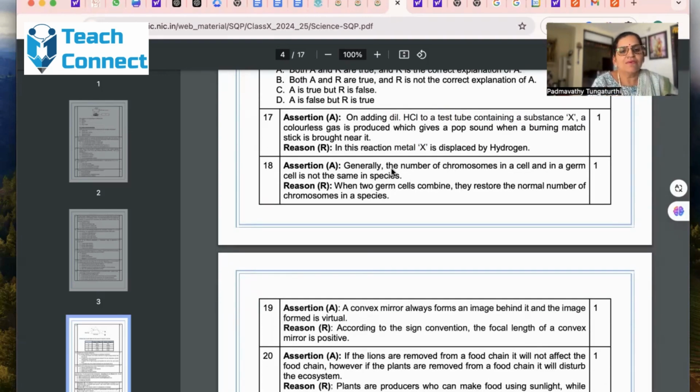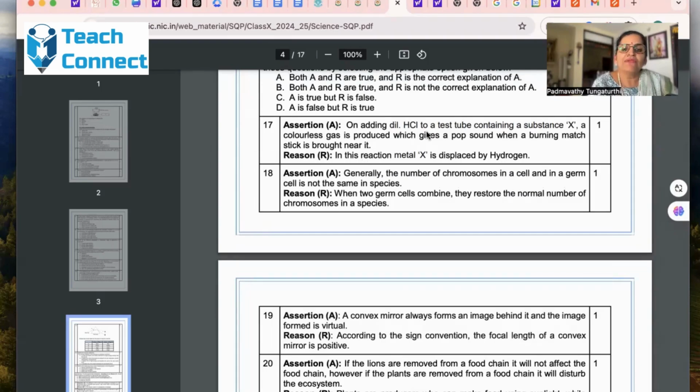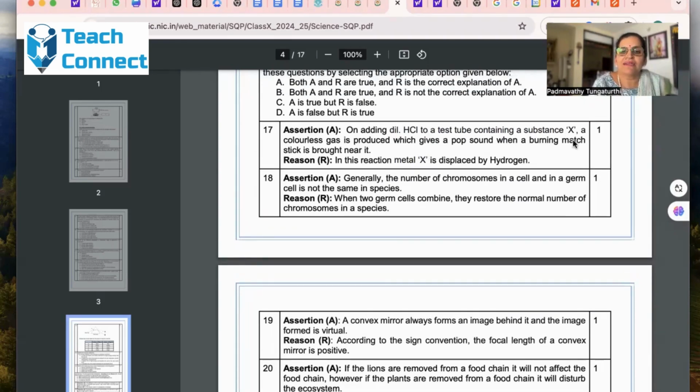Now, in this you have assertion A: on adding dilute HCl to a test tube containing a substance X, colorless gas is produced. Obviously, we know that when any metal is added to HCl, hydrogen gas comes out of it. And how to identify hydrogen gas? The gas burns. A burning matchstick brought near it is put off with a pop sound.